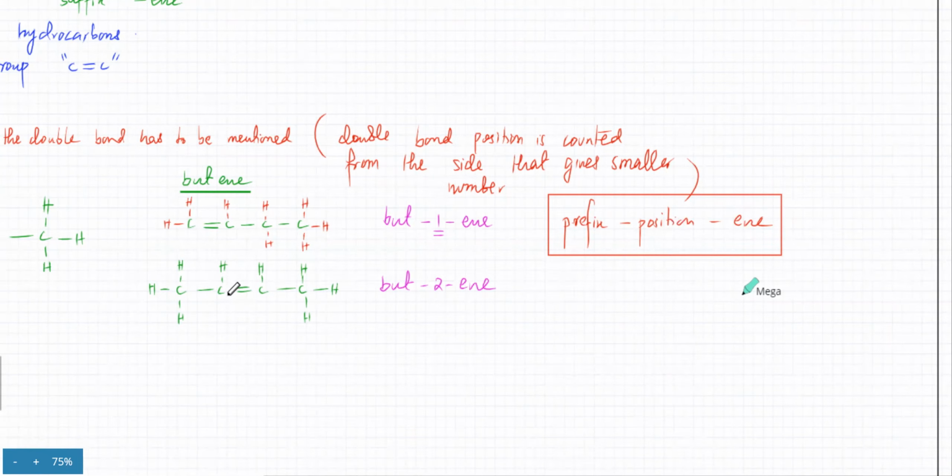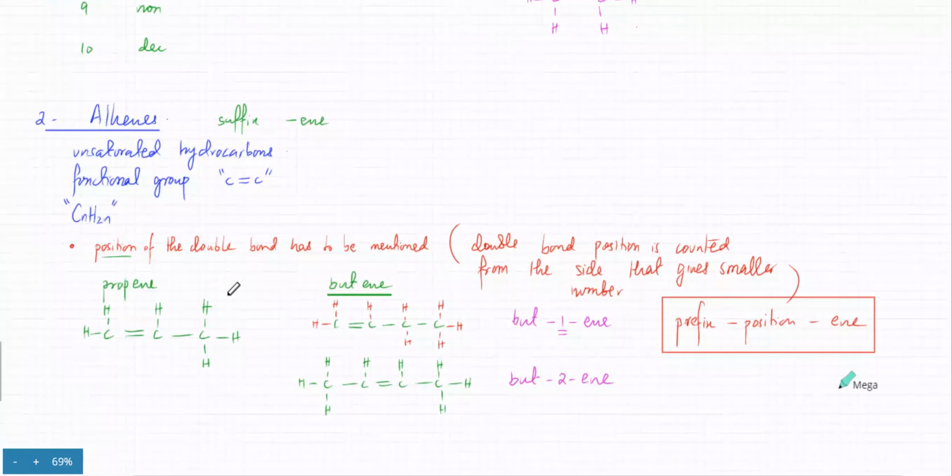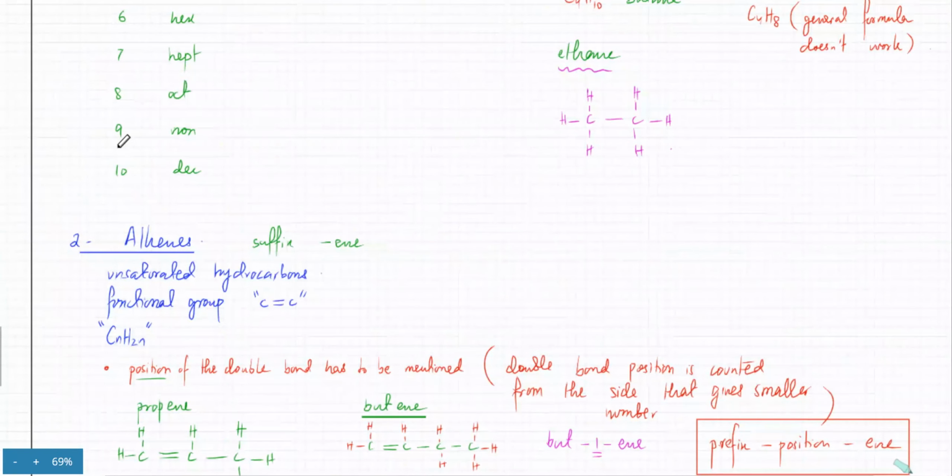Is this clear? Yes. Okay. But right now, revise this thoroughly, because it's going to get complicated very quickly when we go towards complicated molecules. So make sure you know meth, eth, prop, but, etc. This is all O levels. Make sure the simple naming is on your fingertips.